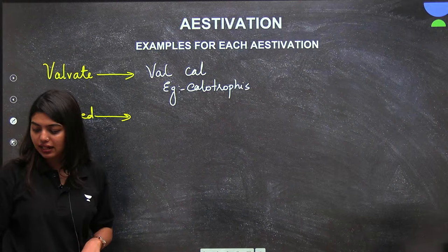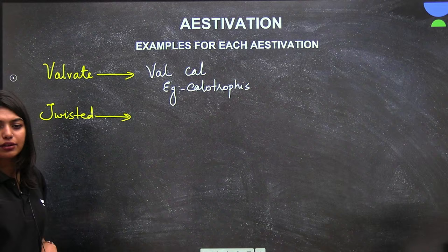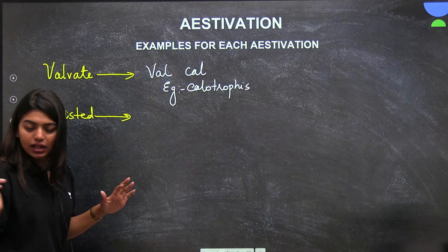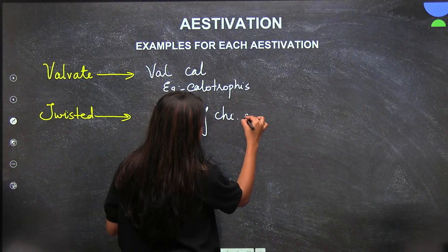Yes? Okay, next one. Students, maybe you will see these mnemonics in many places. Learn it from anywhere, whichever is easy for you. Lady of China has twisted cotton.